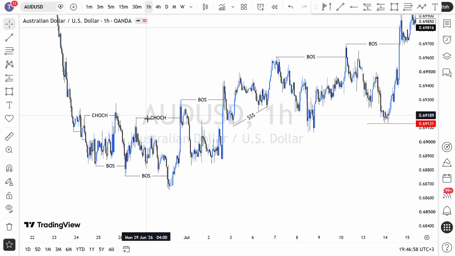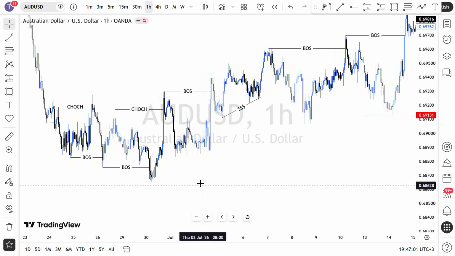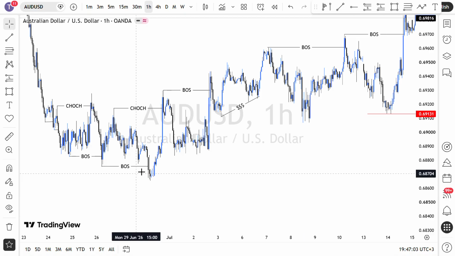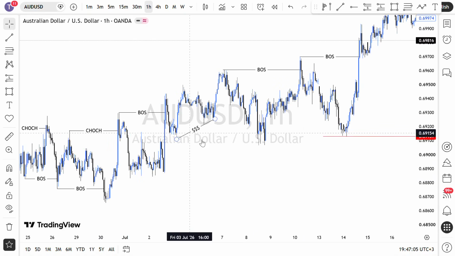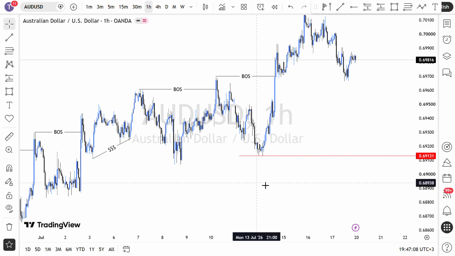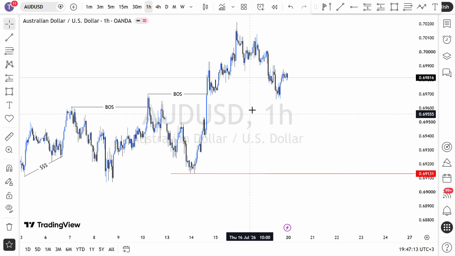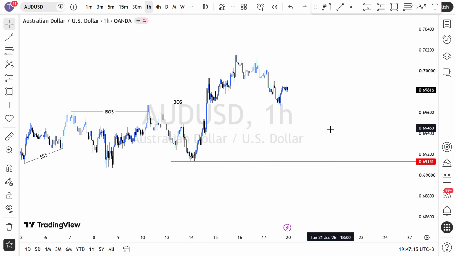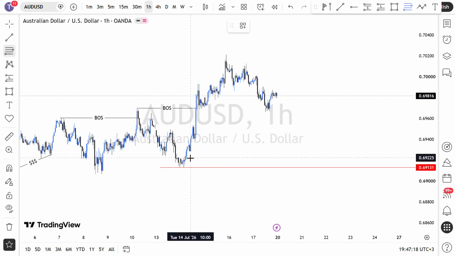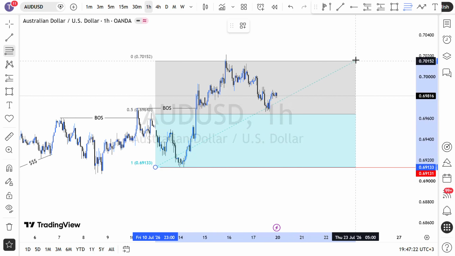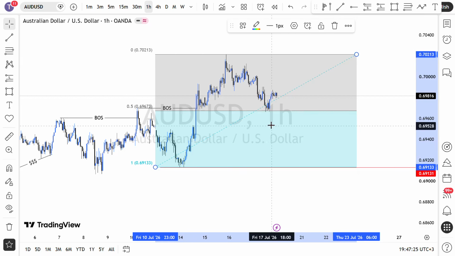So we had this as the change of character. Once the market cleared that high that formed the last break of structure, the market has been forming that bullish structure to the upside. So we had the last break of structure here, and we expect a pullback at least into the 50% level before we look for more buys to the upside. So if I mark from that low to this high, you can see that price has already tapped into the 50% level, but I still expect more sales into this area.